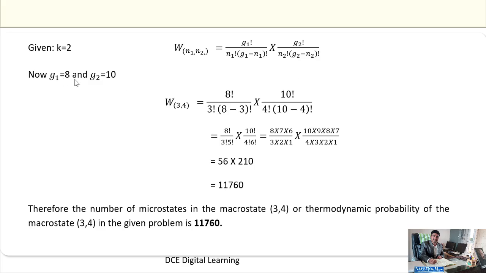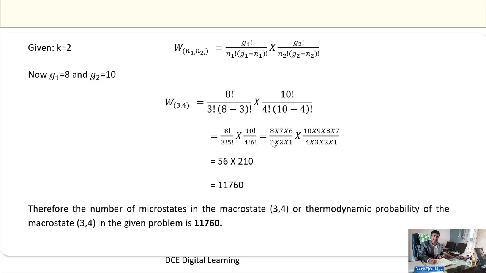Here g1 is equal to 8 and g2 is equal to 10. Then substitute these values into this formula. We have W of 3, 4 is equal to 8 factorial divided by 3 factorial into 8 minus 3 factorial, into 10 factorial divided by 4 factorial into 10 minus 4 factorial. Here we have the simplification like this: 8 factorial divided by 3 factorial into 5 factorial, because 8 minus 3 is equal to 5, into 10 factorial divided by 4 factorial into 6 factorial, because 10 minus 4 is equal to 6.